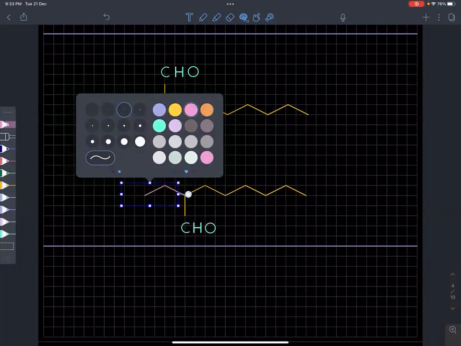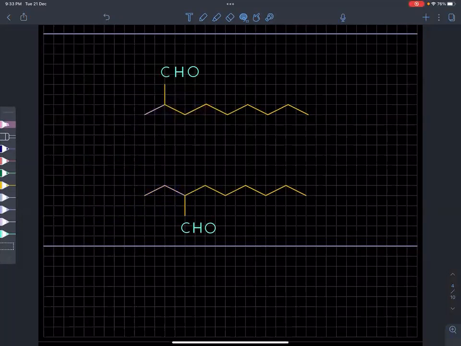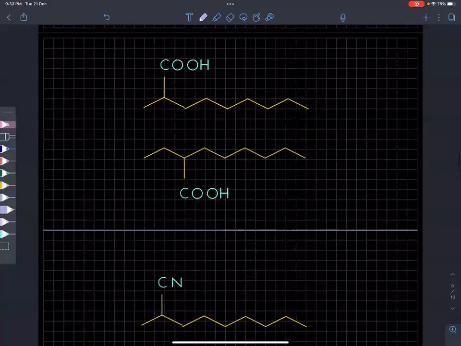So you can clearly see that the main chain on the upper molecule is longer than the main chain, the parent chain, in the molecule below. So obviously a different number of carbons in the parent chain. That's why they are supposed to be chain isomers. What about these two?